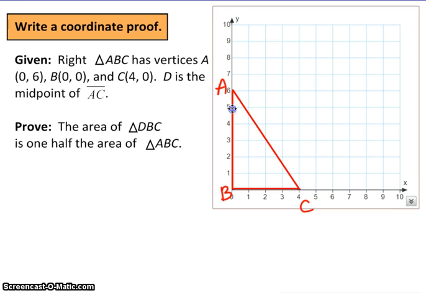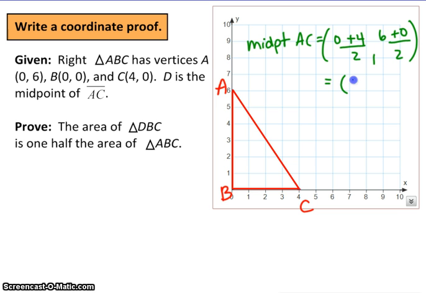All right, and it says D is the midpoint of AC. So let's go ahead and find the midpoint of AC. So A is 0 and C is 4, and A is 6, C is 0. So the midpoint of AC should be 2, 3. So 2, 3. That should be point D right here.